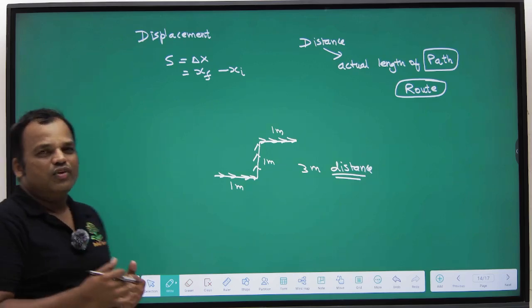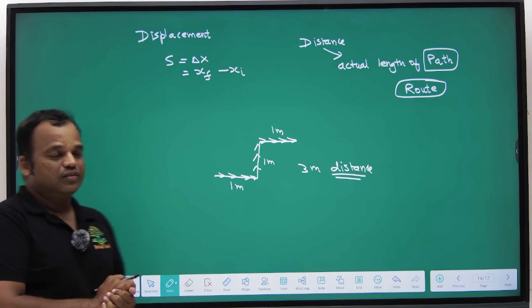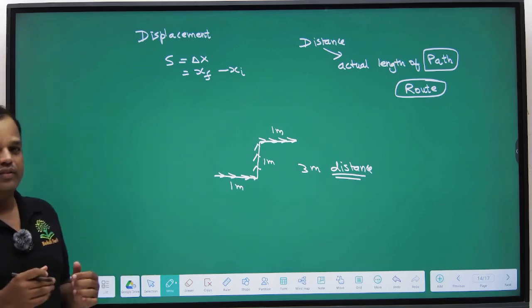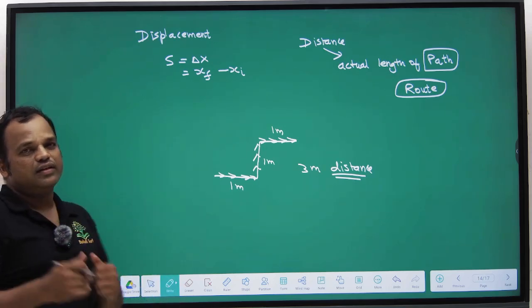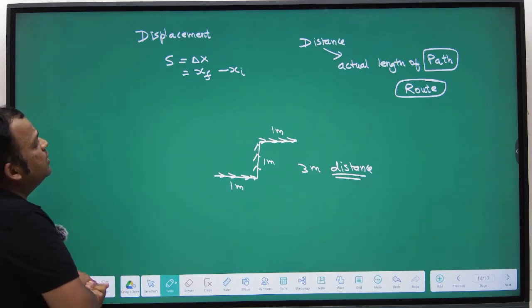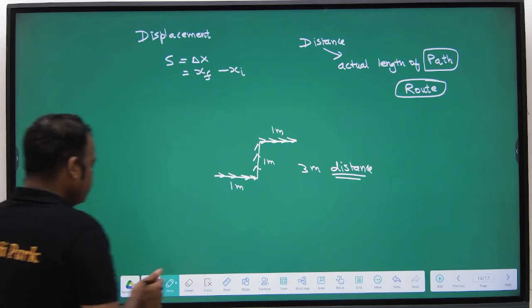So what is easy to calculate, distance or displacement? It is a difficult question. What is difficult to calculate? We cannot say. We will do some exercises, then it is up to you what you find, whether it is easy to calculate distance or easy to calculate displacement.